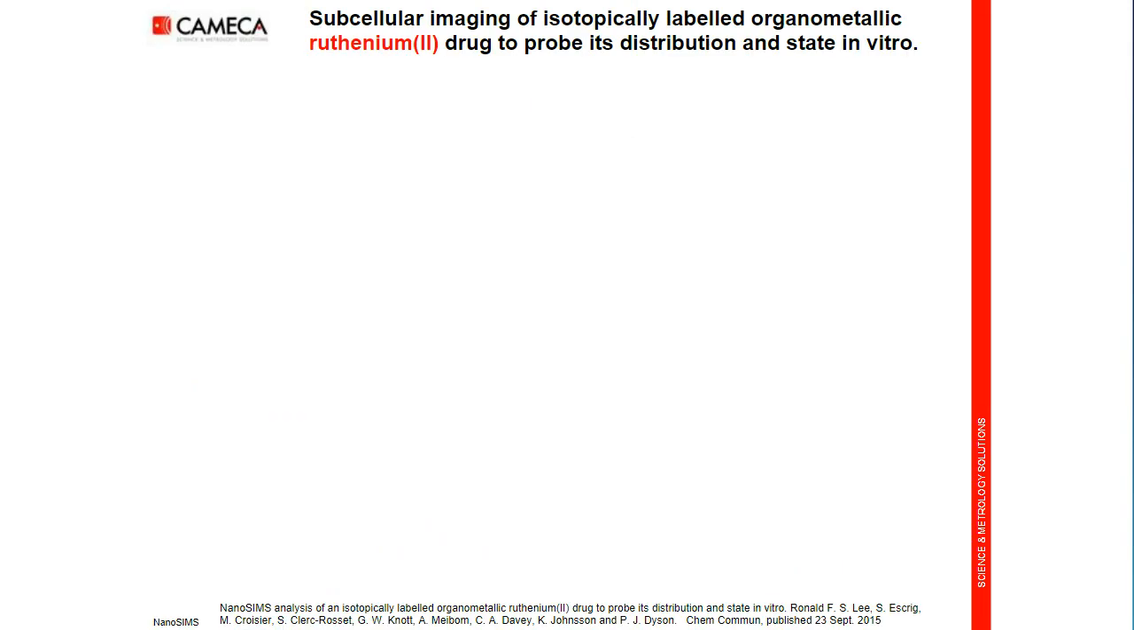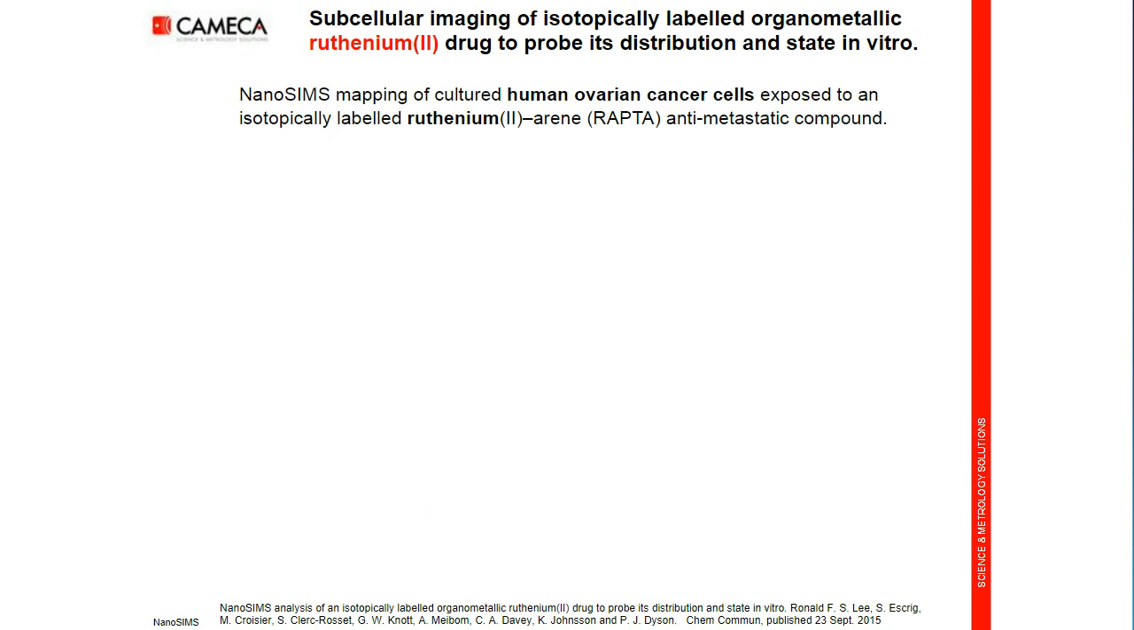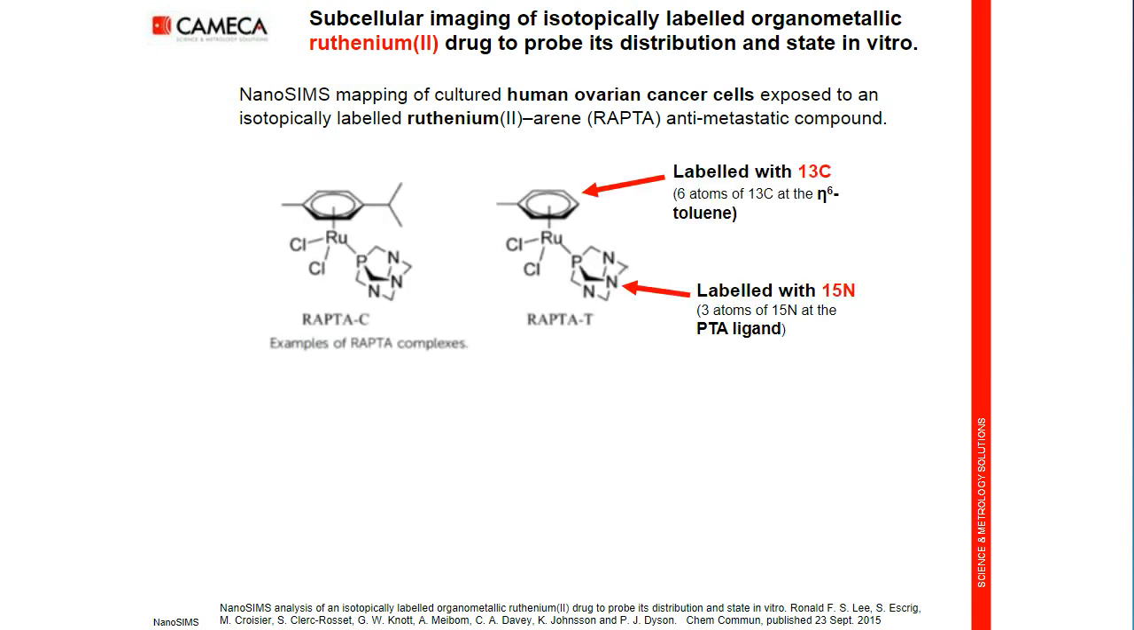Let's now use the article by Ronald Lee in Chemical Communications in 2015 to switch to another element used in oncology, ruthenium. So here, images of cultured human ovarian cells were recorded on microtome sections of resin-embedded samples. And the strategy for NanoSIMS analysis was here to synthesize the ruthenium-based molecule with the toluene ring labeled carbon-13 and the phosphine PTA ligand labeled nitrogen-15. So with the NanoSIMS mass spectrometer, it is then possible to image in parallel the metal center through ruthenium ion, the toluene ring through carbon-13 over carbon-12 enrichment, and the PTA ligand through nitrogen-15 over nitrogen-14 enrichment.